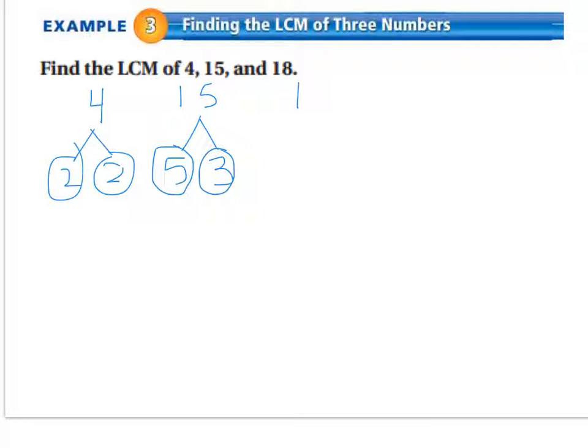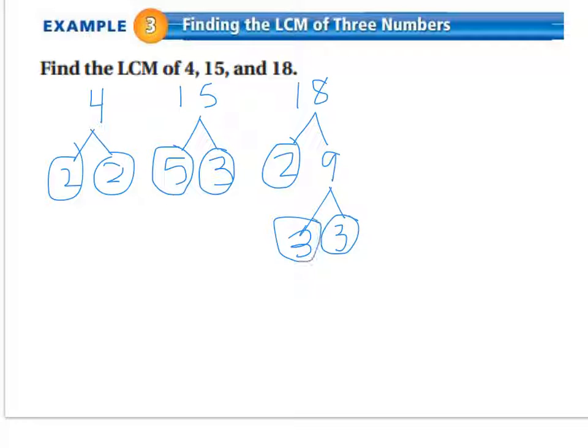For 18, I'll do 2 times 9. 2 is prime, 9 is composite. It's a perfect square. I'll factor that into 3 times 3, and those are prime. So there are my prime factorizations for each of those numbers.